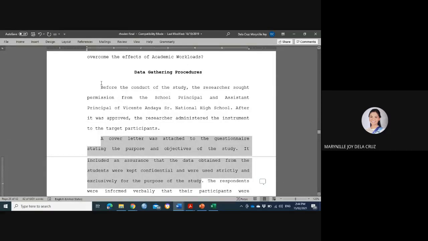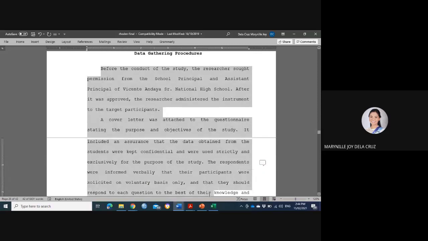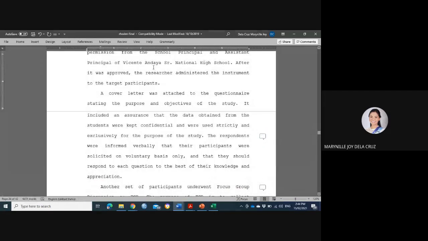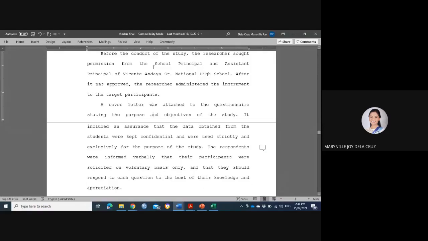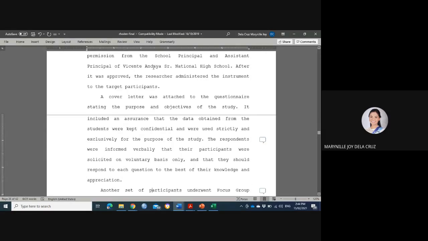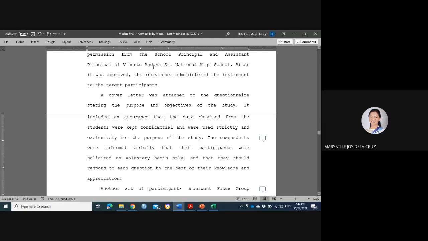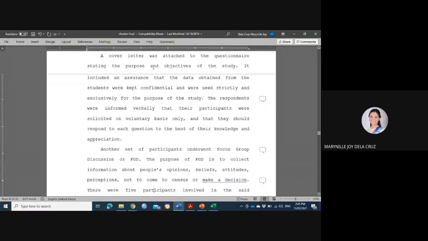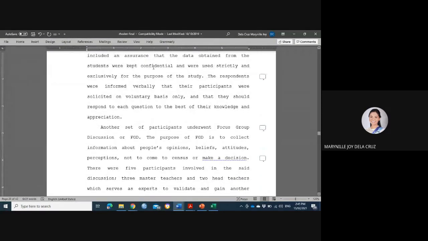Their work was long because they did it thoroughly. They talked to the principal, got approval, made a letter, and described the letter. For the conduct of the study, they gave the questionnaire, and for the interview, their answers were verbal, on a voluntary basis. If you can see, it is a very concrete narrative form, meaning they narrated from the beginning up to the end of the data gathering procedure.